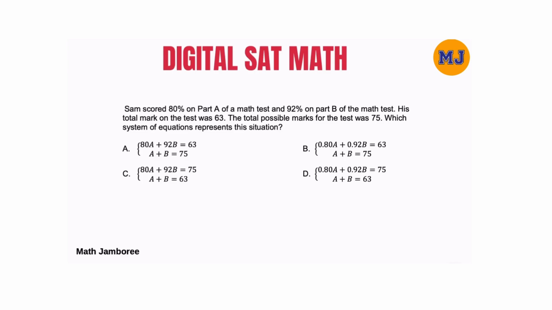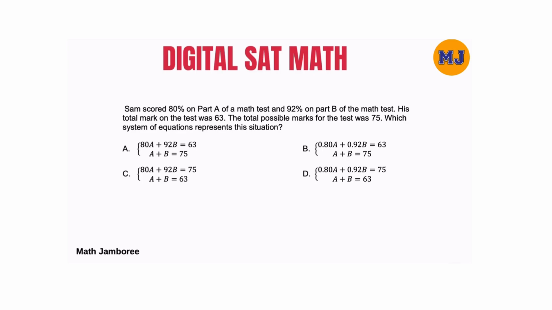So there are options. In choice A we're given 80A plus 92B is equal to 63 and A plus B is 75. In choice B we have 0.80A plus 0.92B equals 63 and A plus B is 75. Choice C is 80A plus 92B is equal to 75, A plus B is 63, and choice D is given as 0.80A plus 0.92B equals 75 and A plus B is given as 63.